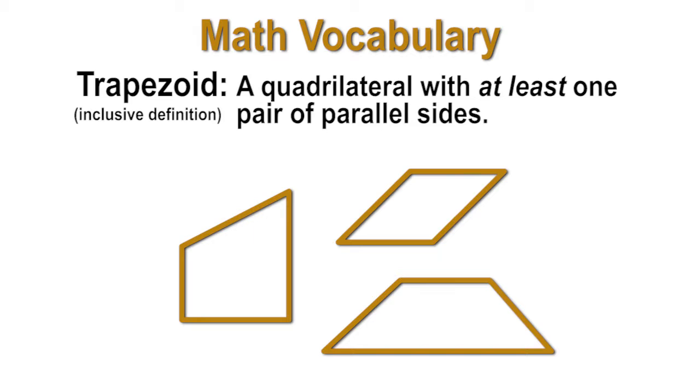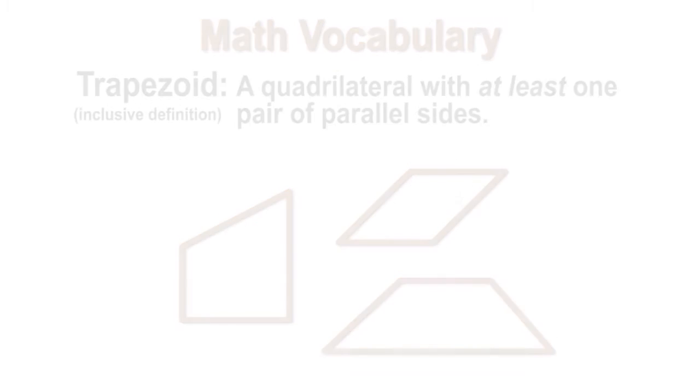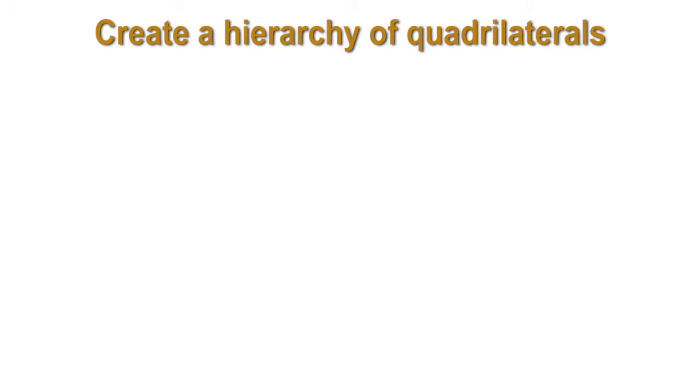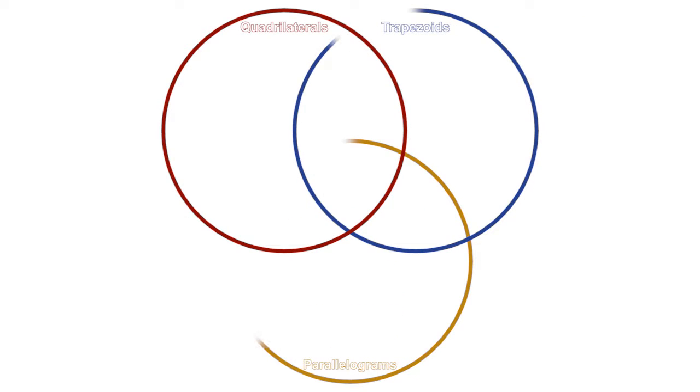Let's look at the next set of skills students will work on in this chapter. Students will create a hierarchy of quadrilaterals. First, they will start with quadrilaterals, trapezoids, and parallelograms. They will look at the attributes of these shapes and create a Venn diagram to model what the shapes do and don't have in common.